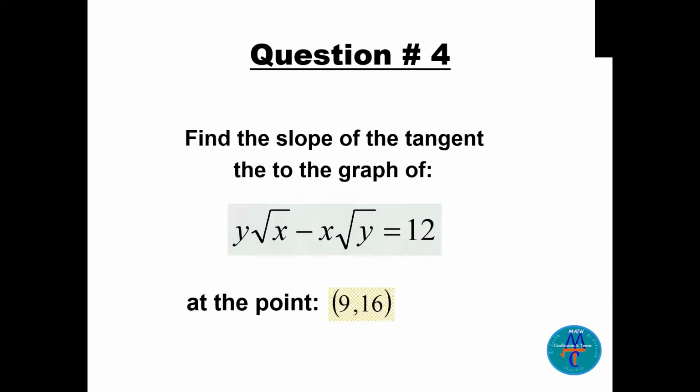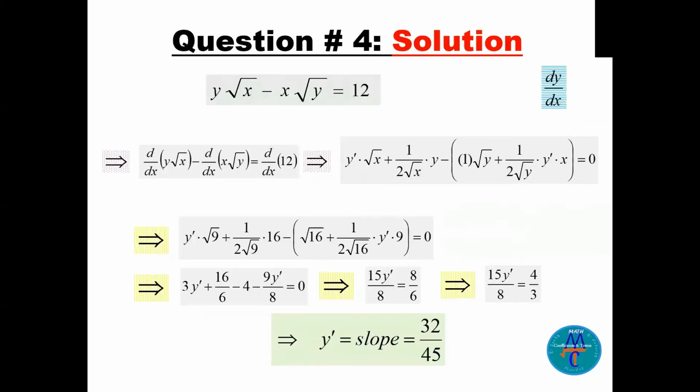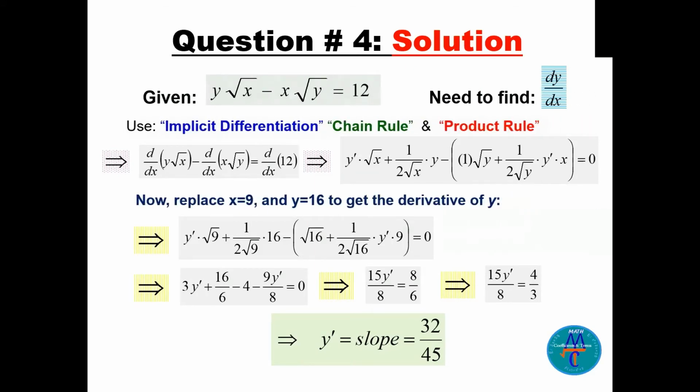Question number 4. Find the slope of the tangent line to the graph of this equation, y square root of x minus x square root of y is equal to 12, at the point (9, 16). So x is 9, y is 16. Now first, we have to find the derivative on both sides using implicit differentiation.